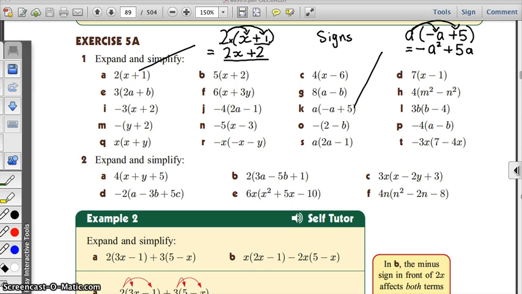I know a couple of you are away. Those that weren't away, is this starting to ring a bell? Yeah? Hands up if you've finished all of question 1. Okay, let's go through a couple from question 2.